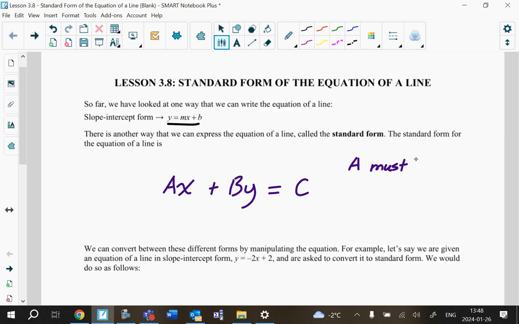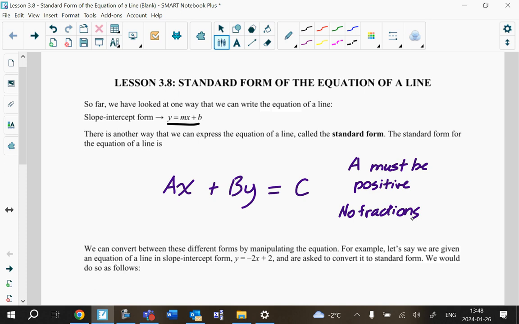must be positive and no fractions. So if there's fractions, we have to get rid of them. And when we move everything around to make it look like this, whatever starts here has to be positive. And if it's negative, you have to change it to positive.